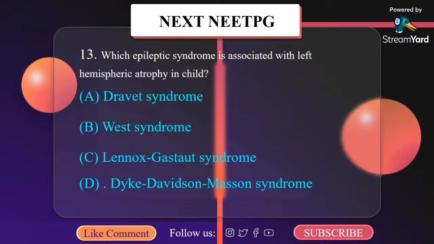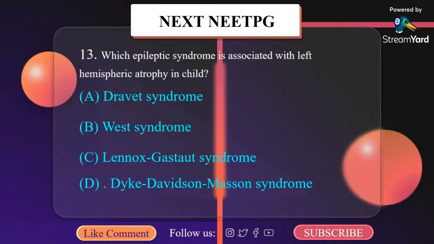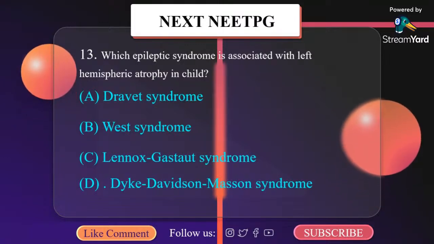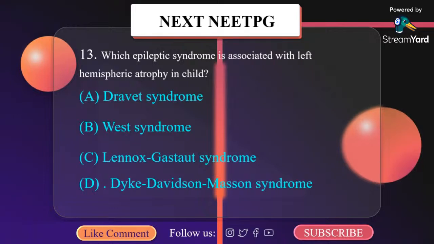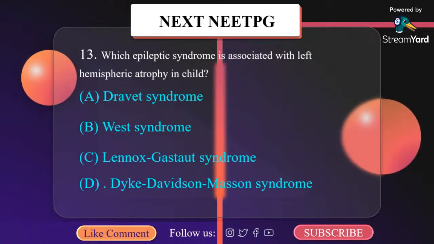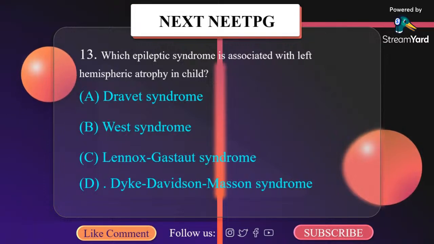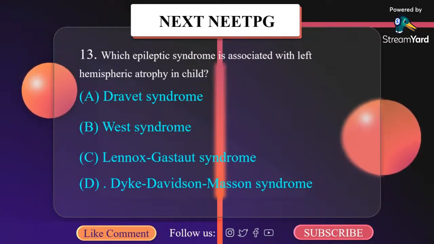But now let us see Dyke-Davidson-Mason syndrome. Dyke-Davidson-Mason syndrome has childhood cerebral hemiatrophy. Other features of Dyke-Davidson-Mason syndrome are hemiatrophy or hypoplasia of unilateral cerebral hemisphere resulting from CNS insult in fetal or early childhood period with compensatory ipsilateral calvarial hypertrophy.